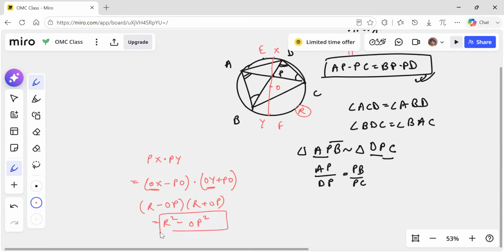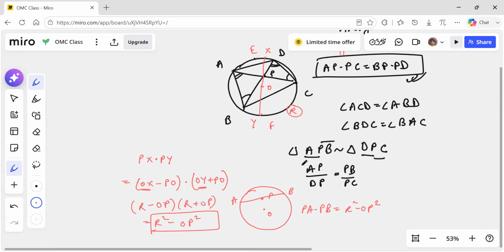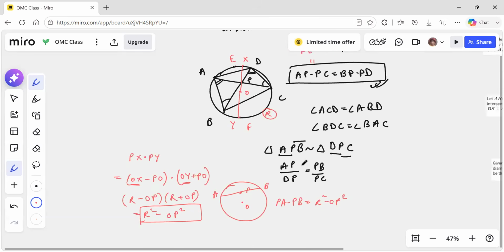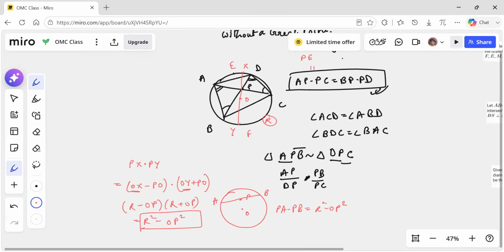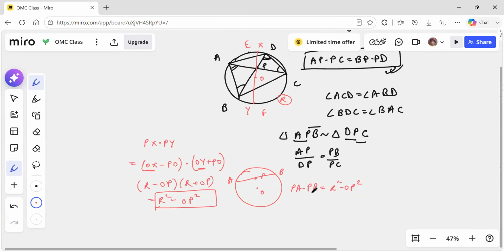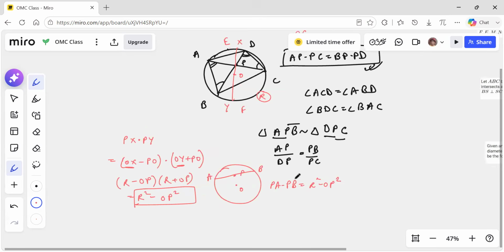This is a pretty nice thing. What this basically tells us is that if we have a circle and a point P inside it and a point O, which is the center of the circle, then whatever chord we choose through P, say it intersects at A and B, the value of PA times PB will always be R squared minus OP squared. It is invariant of whatever chord we choose. So this gives us a lot of power over what P can do because of this invariant.